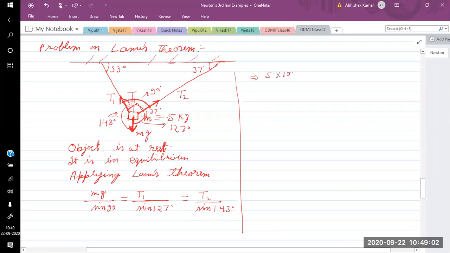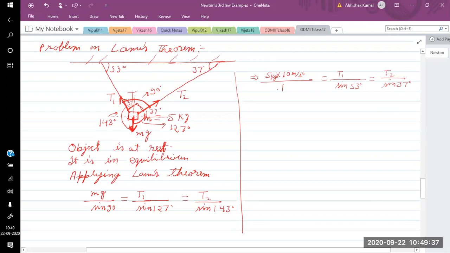So 5 kg into 10 meter per second square, so that will be the acceleration, mg. And sine 90 is 1. T1 over sine 127. So how much will be sine 127? Sine 127 can be written as sine 53, because it is 180 minus 53. So we can write sine 53. And this one can be written as T2 by sine 37.